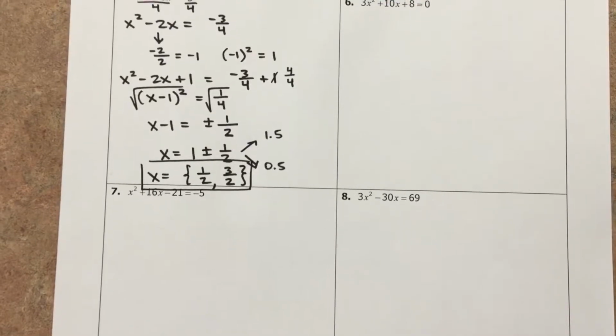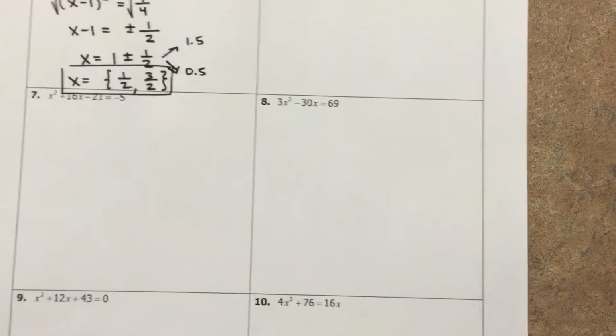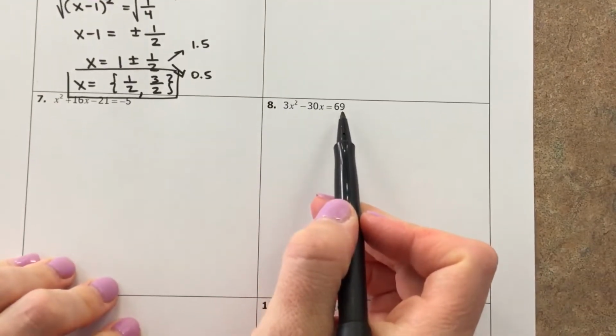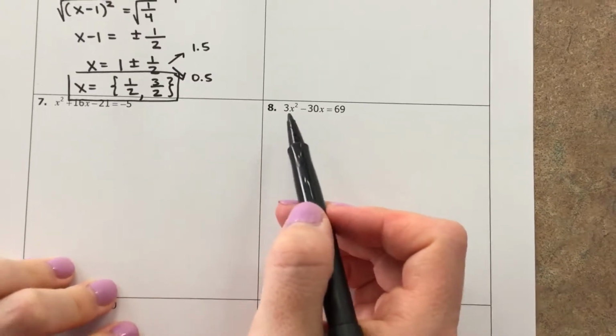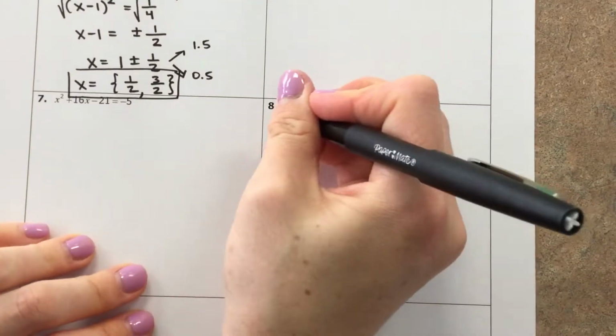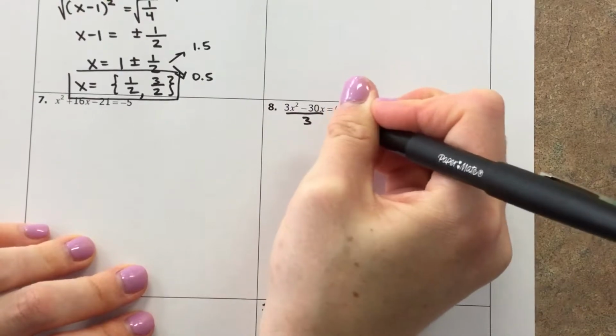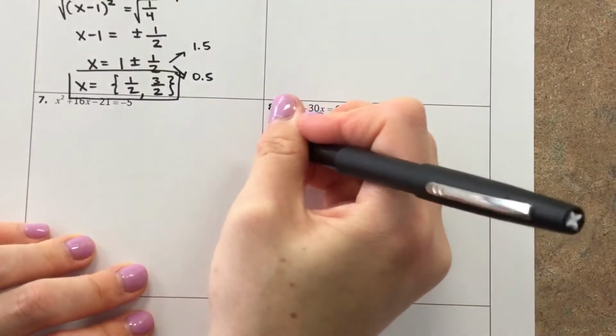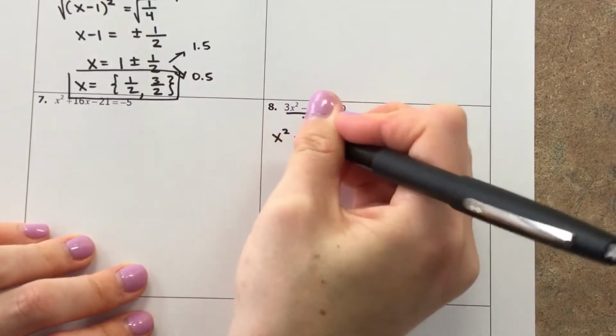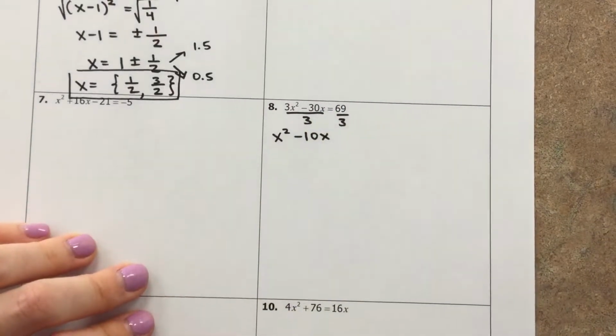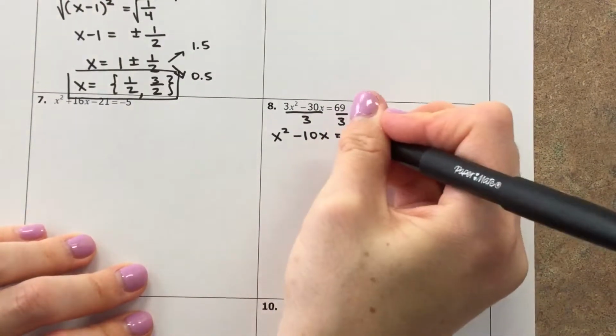All right, we're gonna do 2 more. We're gonna do number 8 next. So step 1 was to make sure the constant is over here, which it is. Step 2 is to divide by this number right here. So divide everything by 3. So this is now just an x squared minus 10x, and then 69 divided by 3 is 23.